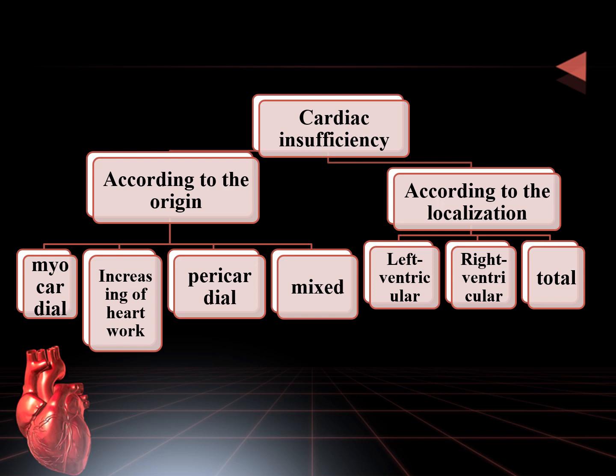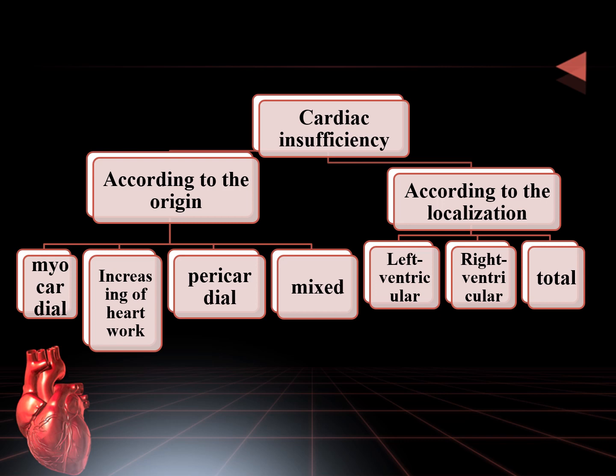In myocardial pump failure, damage initially occurs in the myocardium itself. This change may be associated with damage to cardiomyocytes, for example in ischemic heart diseases, or with pathology of the cardiac conduction system, for example in arrhythmias.